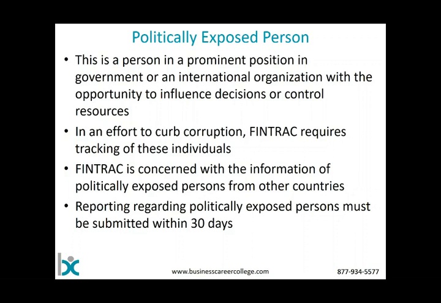The next concept that we're going to cover is around what's called a politically exposed person. This is another reporting requirement under FINTRAC, specifically nested under the idea of terrorist property and financing of terrorist property, and also under suspicious transactions. So this is a person that's in a prominent position in a company or an international organization or in government who has the opportunity to influence decisions and control resources. So that is where the exposure comes from.